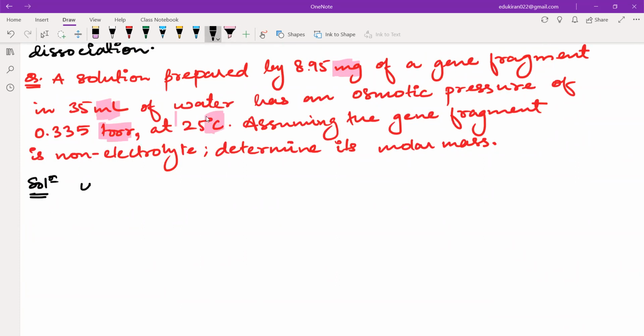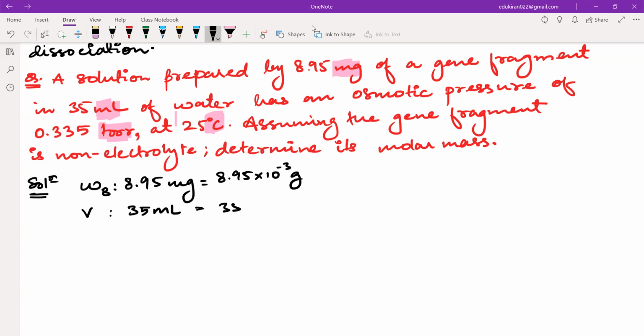So we'll start with WB. That means the mass of solute is given as how much? Minashi, tell me what is the mass of solute? 8.95 milligrams. So this will be equal to 8.95 into 10 to the power minus 3 grams. Next is volume, given as 35 ml, which will be equal to 35 into 10 to the power minus 3 liters.